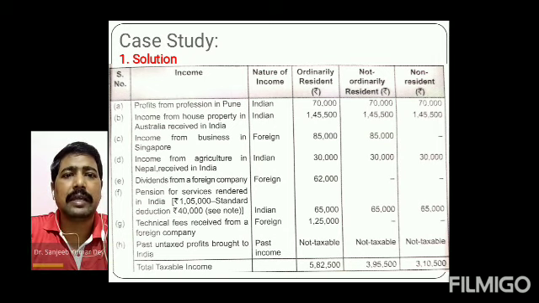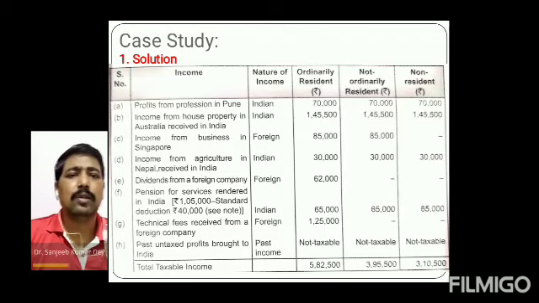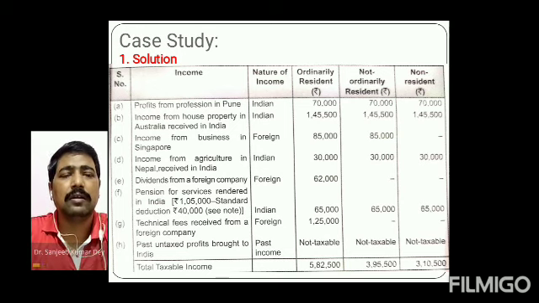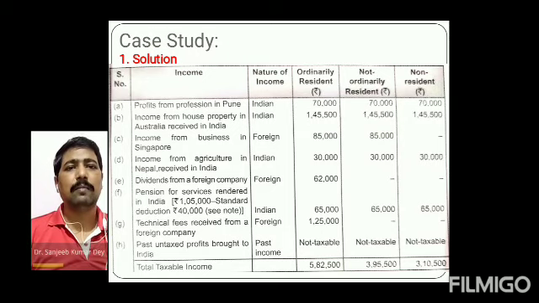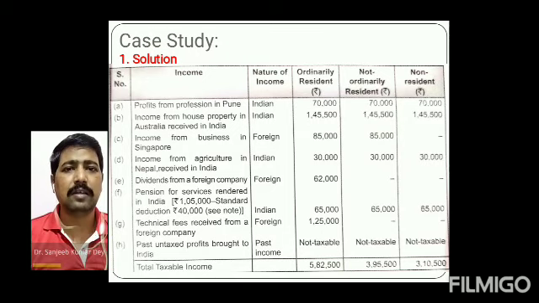Similarly, your technical fees received, it is again foreign income. It is only taxable in case of ordinary resident. Past untaxed income, as I have told you, is not income, it is a remittance, and it is not taxable at all. This is how, on the basis of the income and information, you have to first decide whether it is Indian income or foreign income.